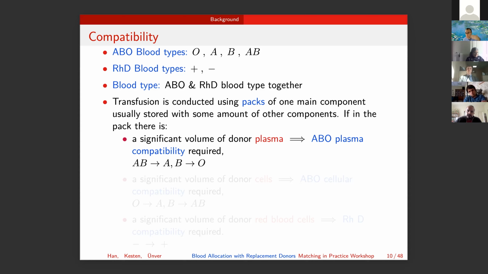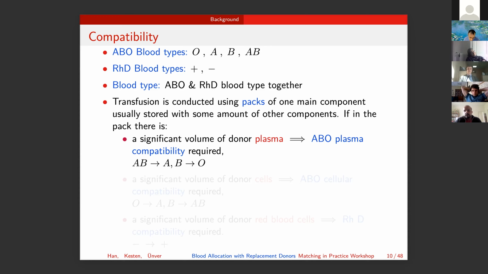But depending on these components, there are, like I said, three compatibility requirements. First of all, if there's a significant volume of donor plasma, you need ABO plasma compatibility. What is that? The antibodies in the plasma do not attack the cells of the patient. So if it's AB plasma, there are no antibodies for A or B antigens because the donor is AB blood type. So AB can be donated to A and B, and because of that, A and B can be donated to O.